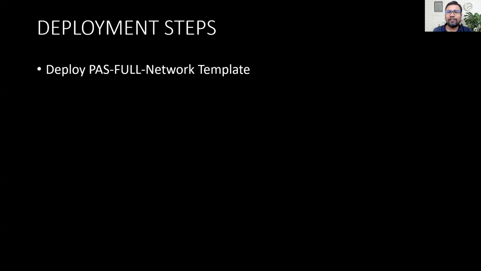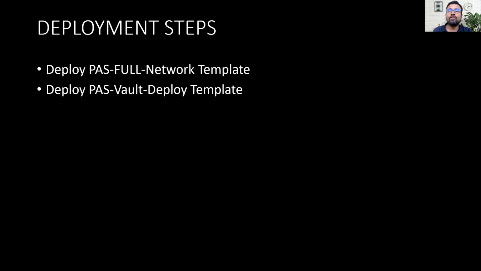In terms of the deployment steps, we divide this entire deployment into 4 different steps. The first thing you will be doing is deploying the first template. It is called Pass Full Network template. It can help you to deploy the VNet. It can help you to create security groups and the subnets and so on. So once this template has been deployed, then you can move on to the next step.